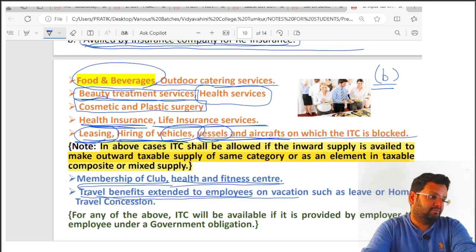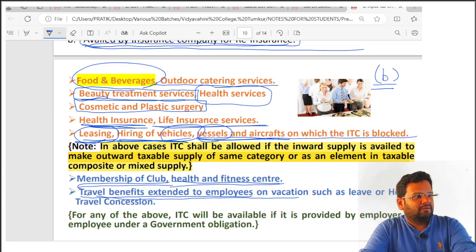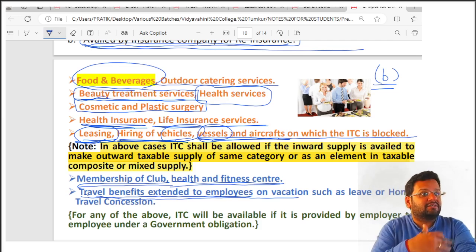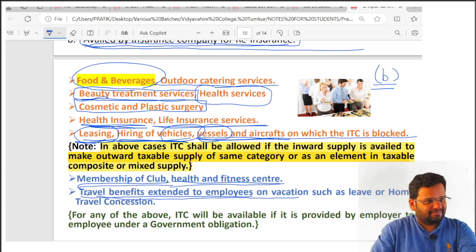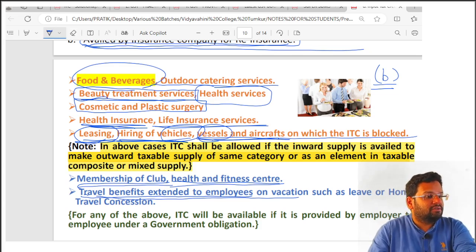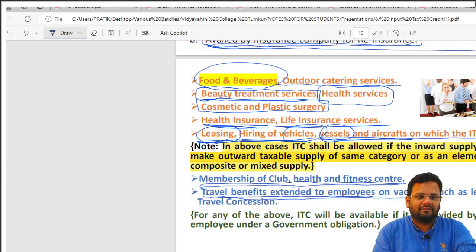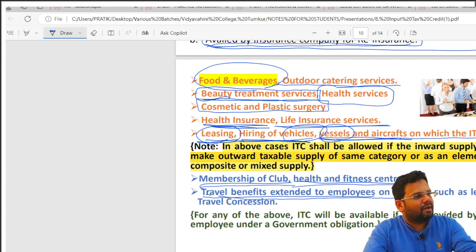Government obligation means what? Suppose employer is giving a hazardous task to employee of working in mines or on a construction site, then maybe government has mandated some type of insurance to be taken, isn't it? Now tell me, is this insurance given voluntarily by company or is it mandated by government? Mandated. So please go ahead and take ITC in such situation.